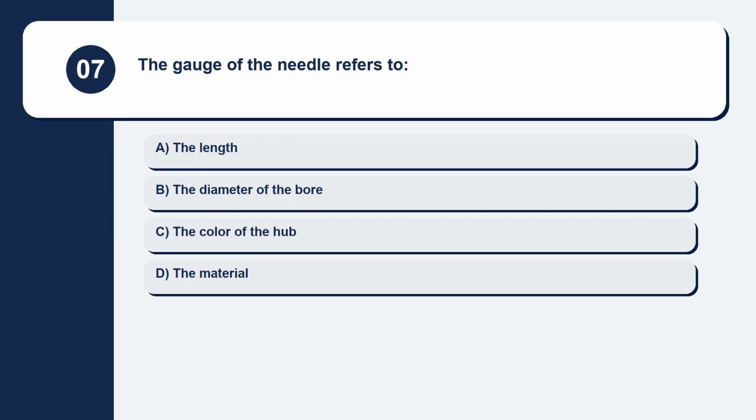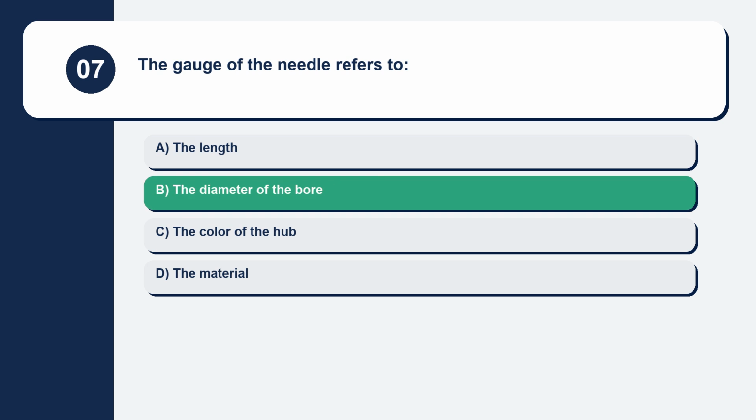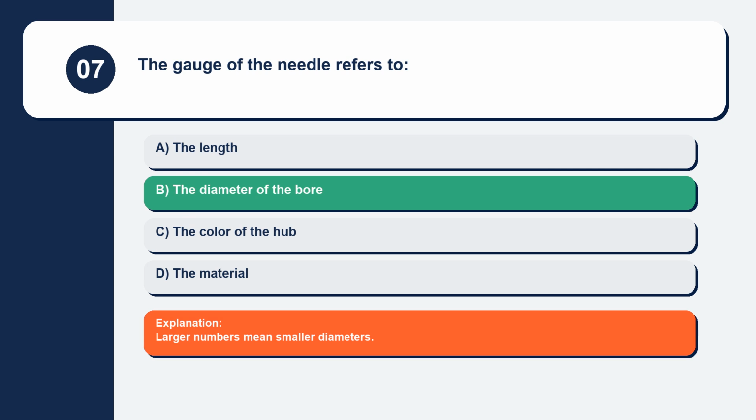Question 7. The gauge of the needle refers to the length, the diameter of the bore, the color of the hub, the material. Larger numbers mean smaller diameters.